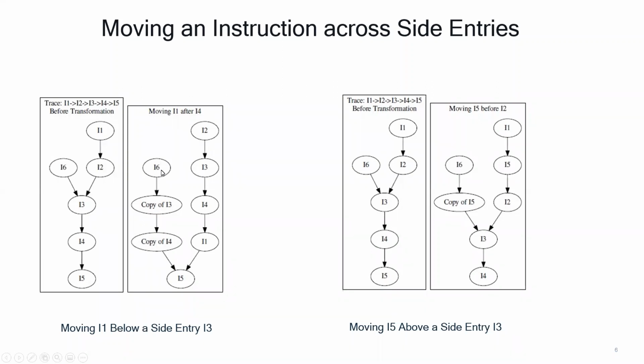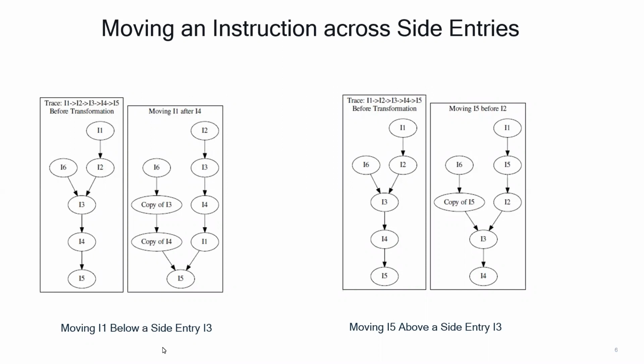Consider this case where we have transformed the code like this. After I6, we are placing a copy of I3 and I4, and then we are going to I5. Here I2, I3, I4, I1, I5. So in this case, will I1 be executed if we follow an off trace path? No, right?